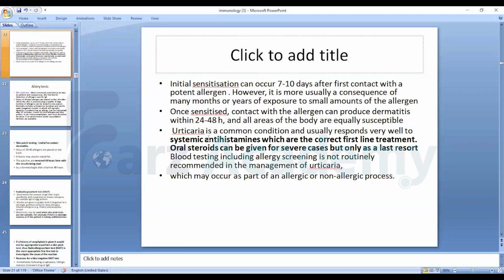Urticaria is a common condition and usually responds very well to systemic antihistaminics, which are the correct first-line treatment. Oral steroids can be given for severe cases, but only as a last resort. Blood testing including allergy screening is not routinely recommended in the management of urticaria, which can occur as part of an allergic or non-allergic process.